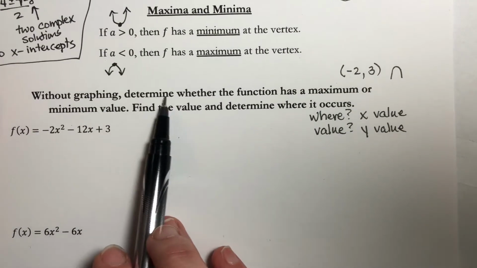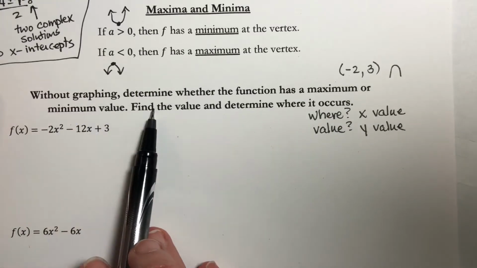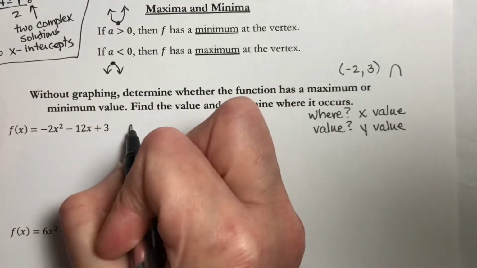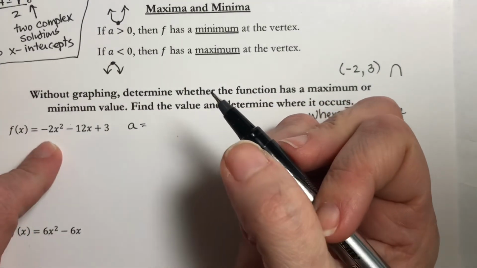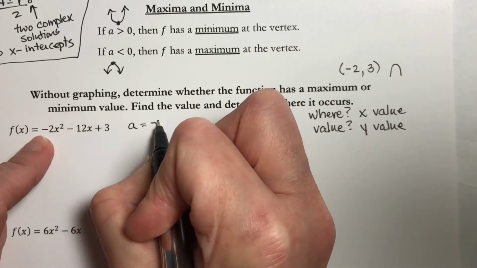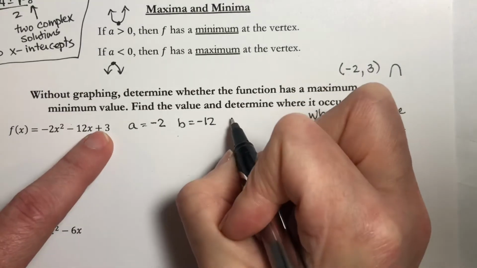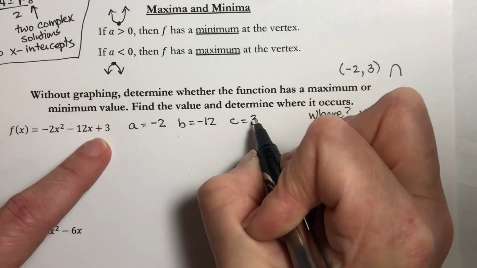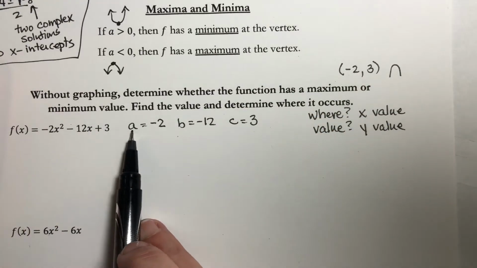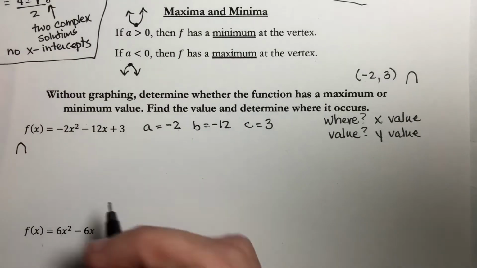Okay. So, without graphing, determine whether the function has a maximum or a minimum value. Find the value and determine where it occurs. Okay, well, our function is f of x equals -2x squared minus 12x plus 3. Our a is -2, our b is -12, and our c is 3. Okay, so my a value is negative. That means my graph opens down. Therefore, I will have a maximum.